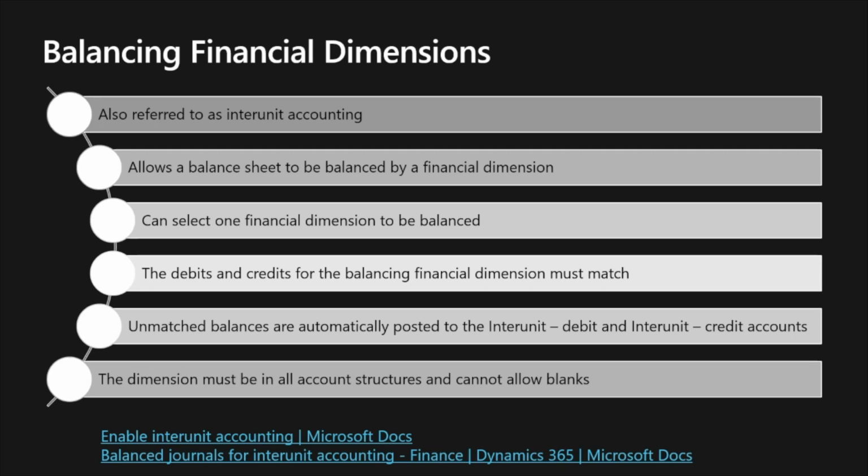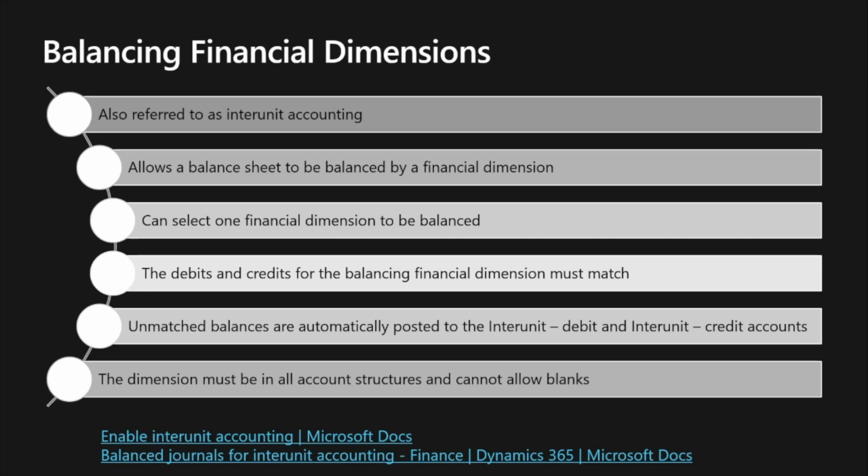Now, when you want to use inter-unit accounting with the ledger, the version that I'm going to demonstrate for you today, it is critical to note that the dimension you select in the ledger form must be included in all of your account structures, and it cannot allow blanks. If this condition is not met, you'll receive an error message when you select that dimension in the ledger form, and you'll need to remove the value from the balancing dimension field and correct the account structures before you can select that particular dimension.